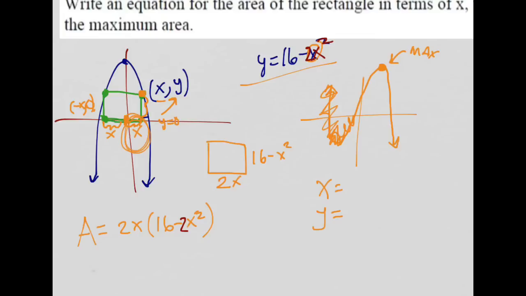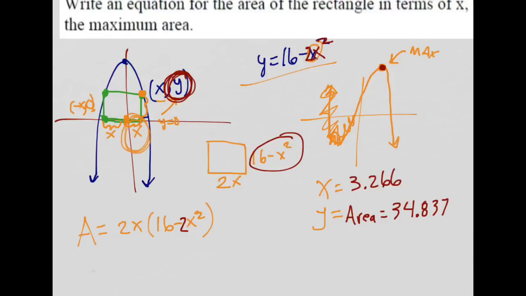So when you find that maximum value, you should find an x value of 3.266. The y that I'm writing here is actually talking about the area. So the area equals 34.810.837. And then I want to know what this y value is, which is the height of my rectangle. So plug in 3.266 into 16 minus x squared, and you will get that the height of that rectangle is 10.667.